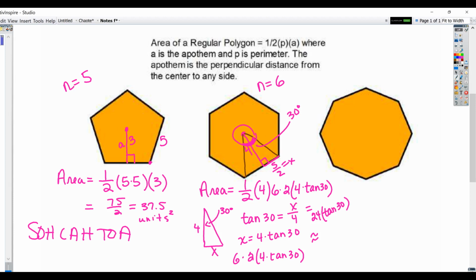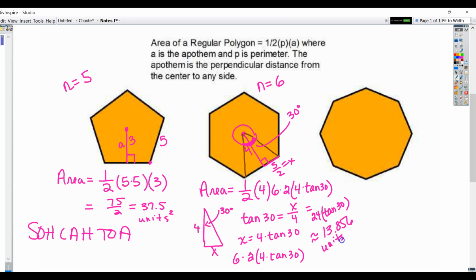Yep. So 24.13 times tangent of 30. What do you get for tangent of 30? Oh, it's just tangent of 30. That's a mistake. I got 13.8. Yeah, I got 13.856. And this would be units squared.